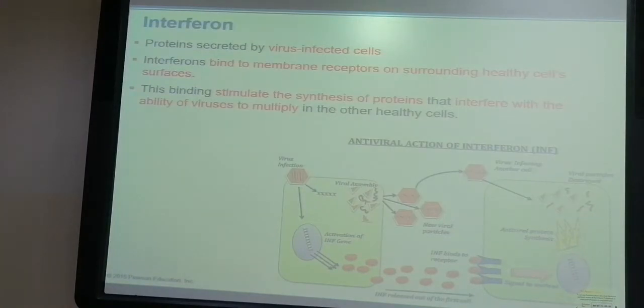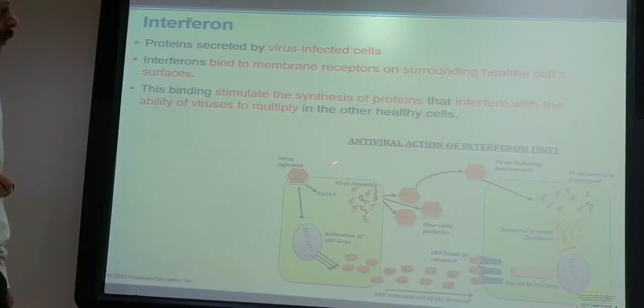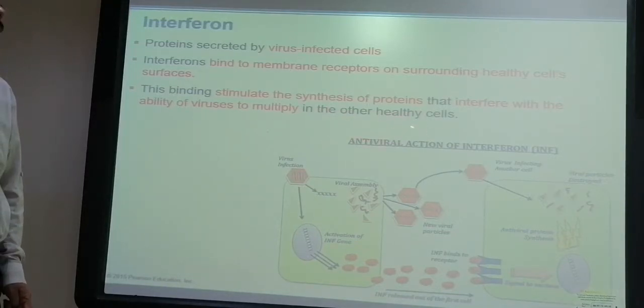The interferon, as we said, is a protein secreted by virus-infected cells. Interferon binds to the membrane receptor surrounding the healthy cell surface. This binding stimulates the synthesis of proteins that interfere with the ability of the virus to multiply in the healthy cells. So it will prevent the virus from multiplication inside the healthy cell.